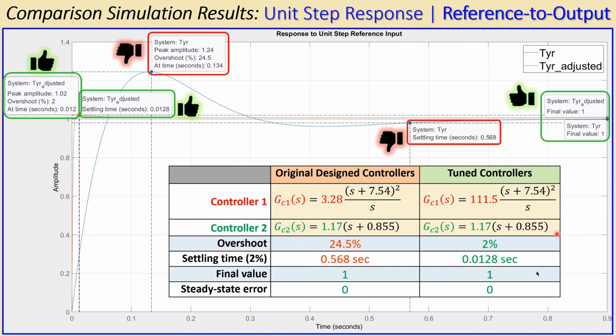And this is the summary in the table, controller 1 and controller 2 for the original design controllers and also the tuned controllers. You can see the specifications here, the result, and also the values here for our tuned version, which is again according to the specifications.